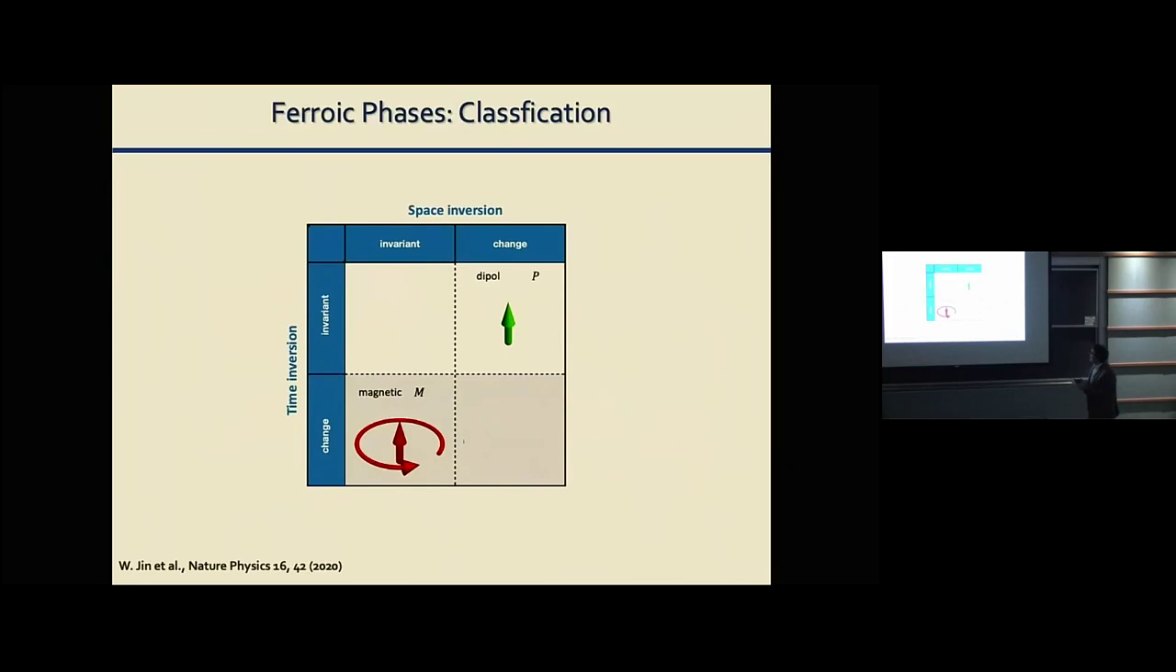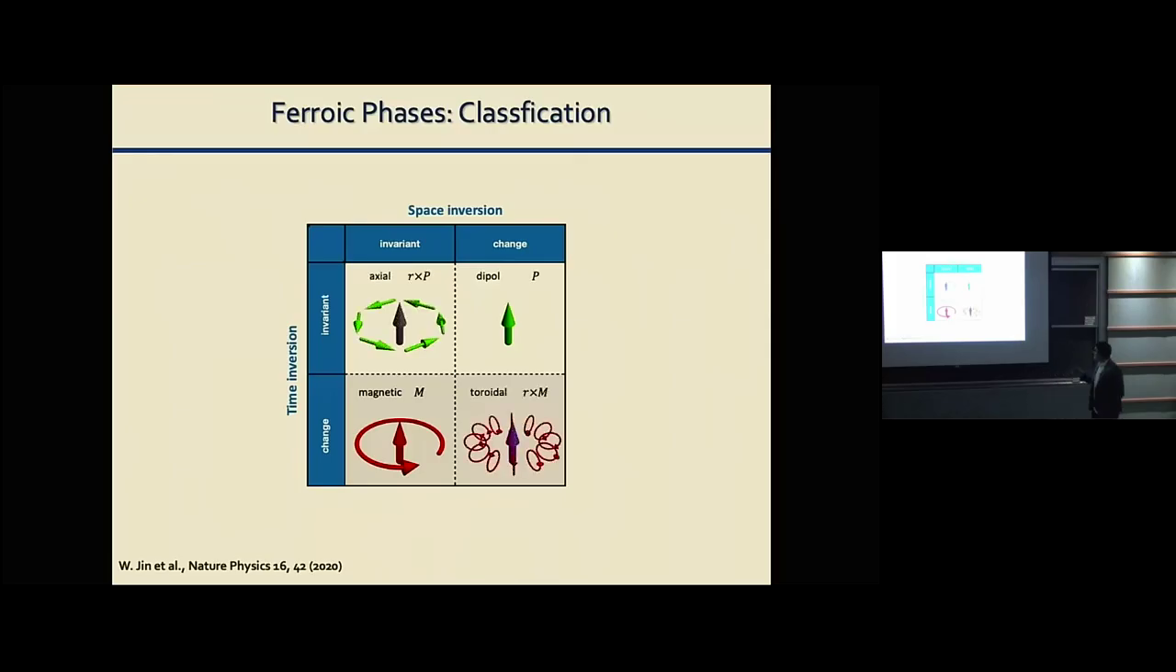Right. So ferroic phases. So this is big business. We're talking about ferroelectrics, ferromagnets, and they can be classified by the type of symmetry that they break. They either break space inversion symmetry, or they break time reversal symmetry. So this is magnetic and dipolar order.